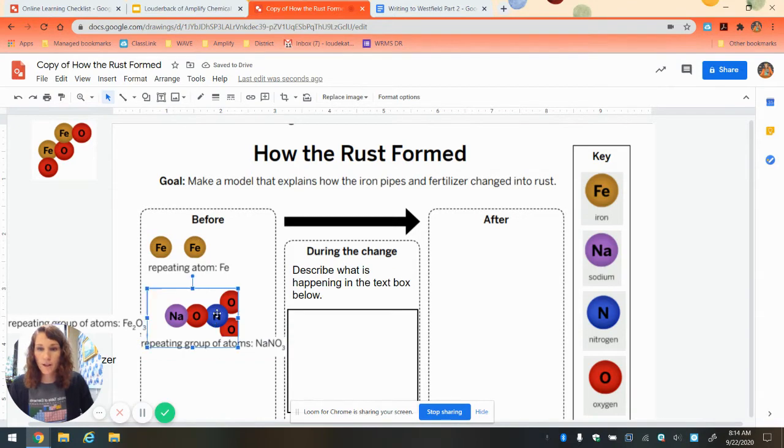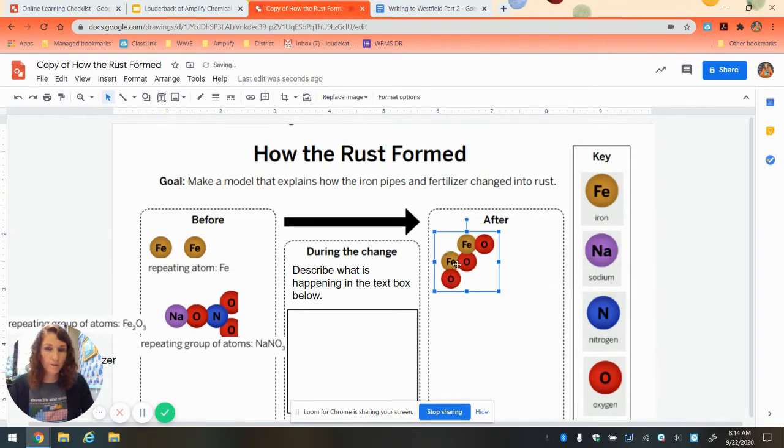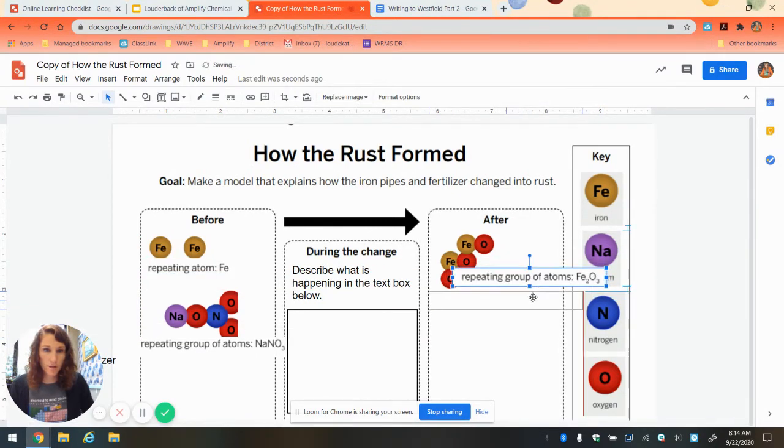At the end of my reactants, I have rust. So I'm just going to click and drag rust over to the after side. So that is my product. Rust is my product. And here's my repeating groups of atoms. Notice that the sodium nitrate and the iron oxide, the fertilizer and the rust, are known as what we call an extended structure. So these molecules here are an extended structure.